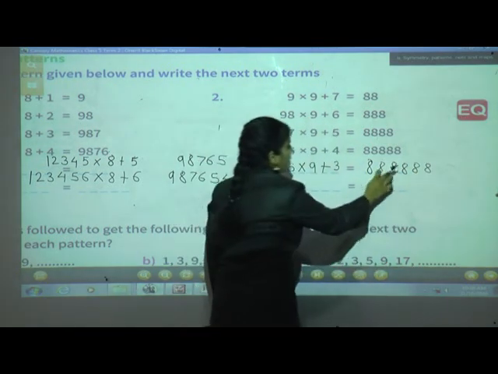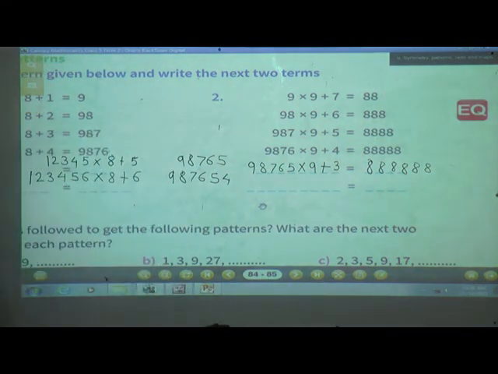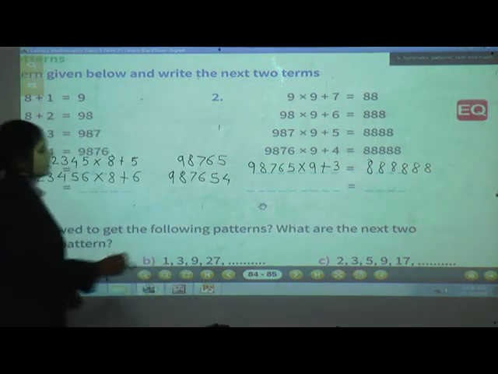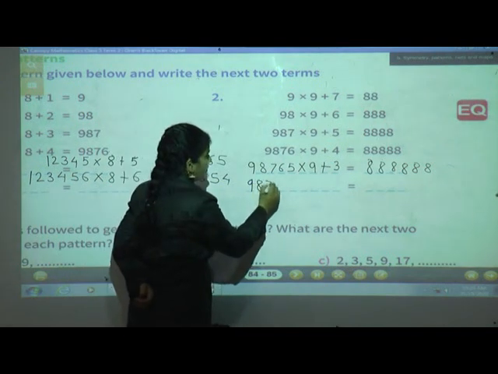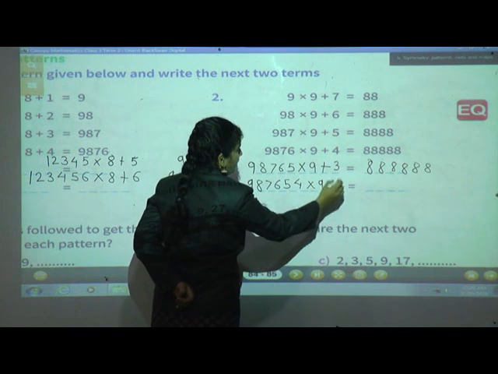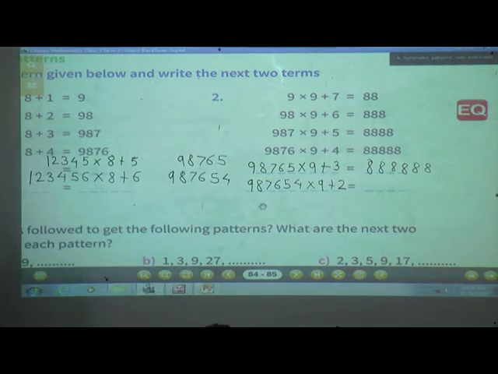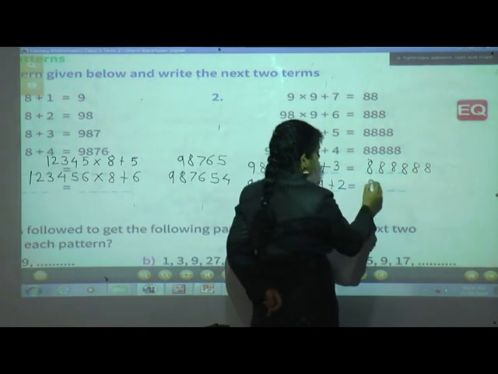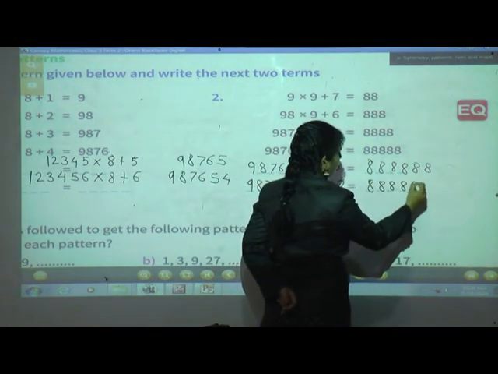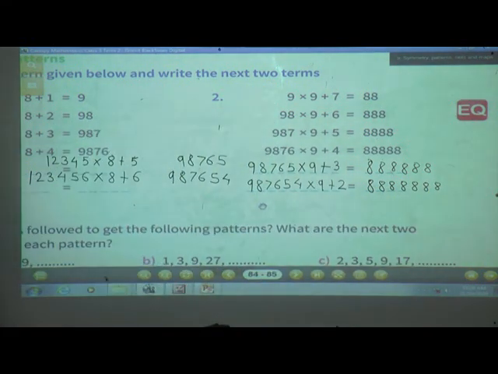Okay, so in this way you can write the pattern. Even the last one, what will come students here? See, here what will come students? 4 multiplied by 9 and here 2. Okay, so the answer will be like this, isn't it? So all of you understood the patterns?